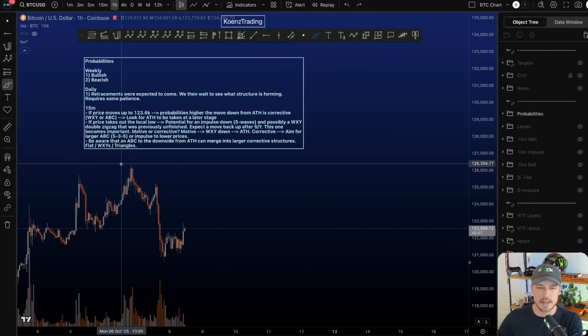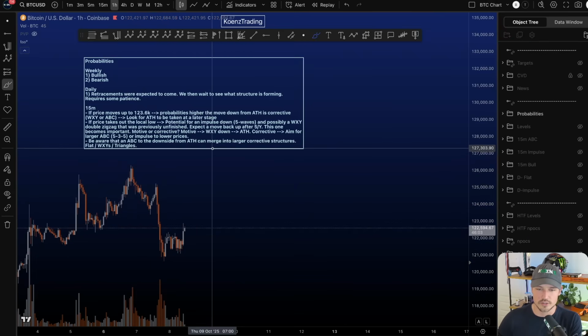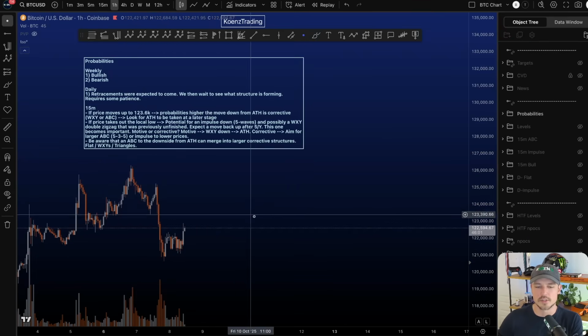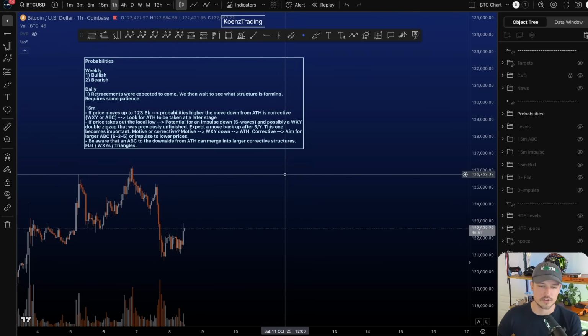Be aware that an ABC to the downside here can merge into larger corrective structures like a flat, a WXY, or a triangle. It really depends on the price action. We just got to be patient.